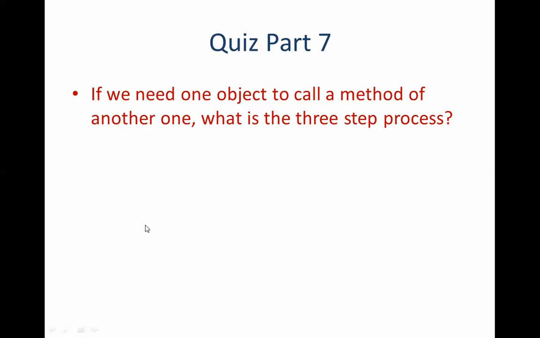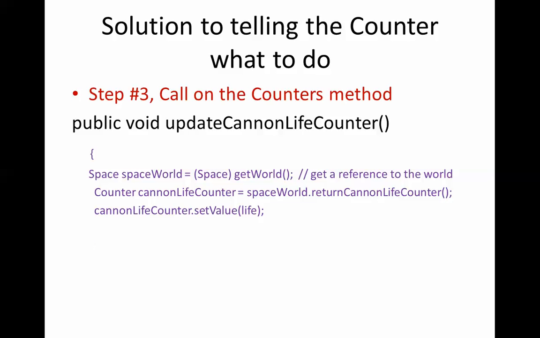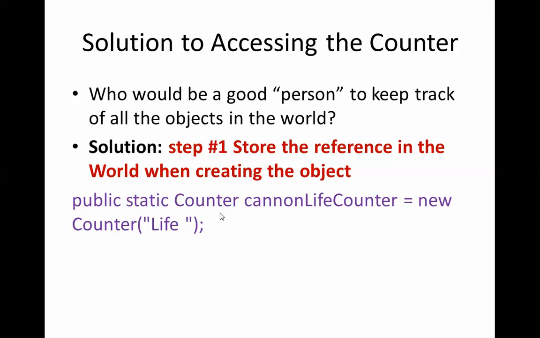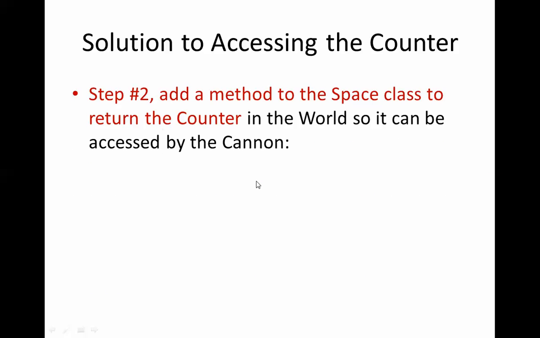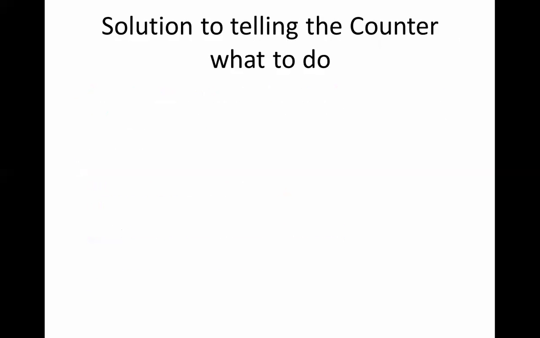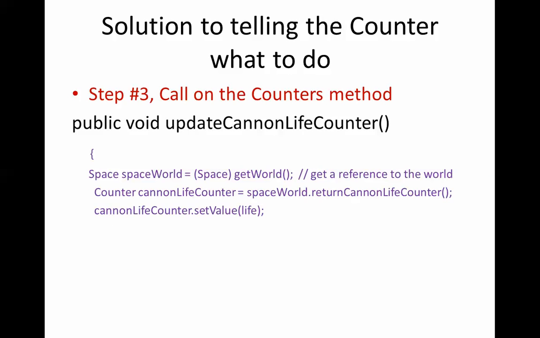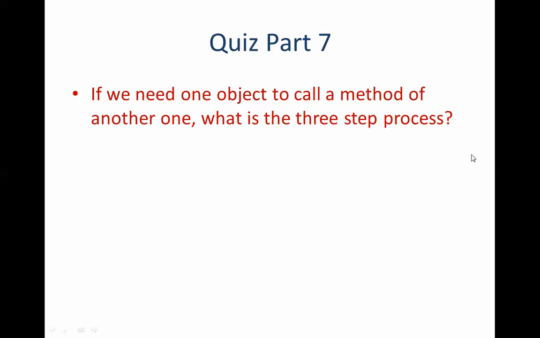If we need one object to call a method of another one, what is the 3-step process? Well, the 3-step process is right here in red. It is store the reference in the world when creating the object. It is add a method to the space class to return it. And then call on the counters method. Okay, that's the 3-step method. And you're ready for part 8. Okay, hopefully you got that done. Hopefully that wasn't too painful.